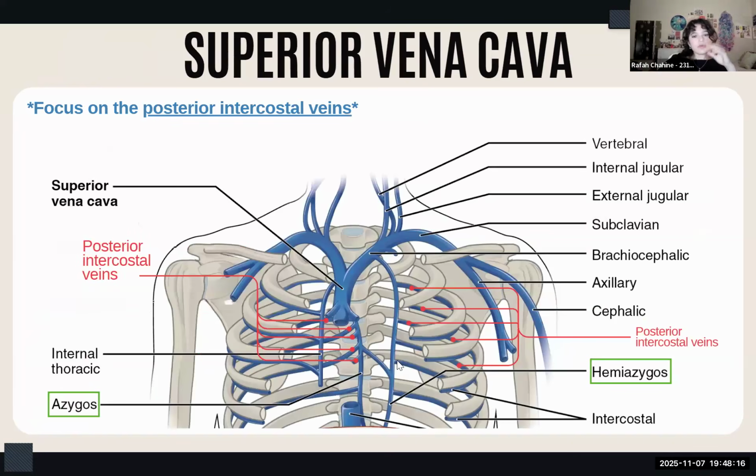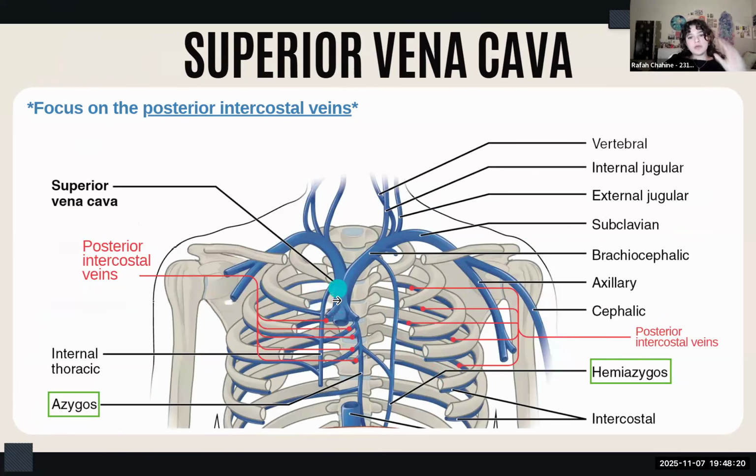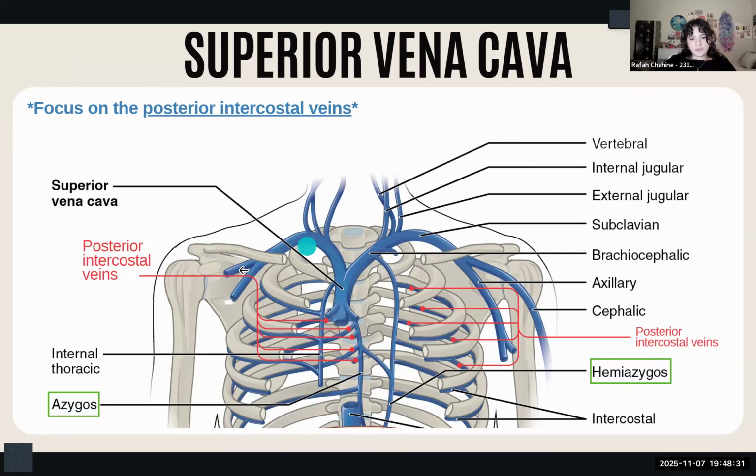But now we're going to move on to the superior vena cava. I want you to focus on the posterior intercostal veins here, okay? This is the superior vena cava, and the posterior intercostal veins are the ones with red points on them, okay? Everything that doesn't have a red point on it is not posterior intercostal vein. Like this is the superior vena cava, and this is the brachiocephalic vein, okay? And we also have the subclavian veins as well, and they all drain into the superior vena cava.